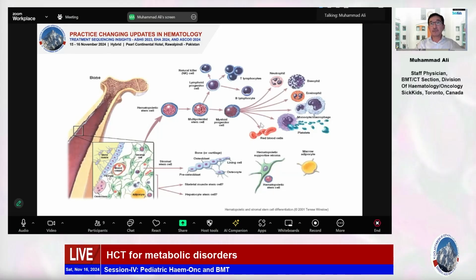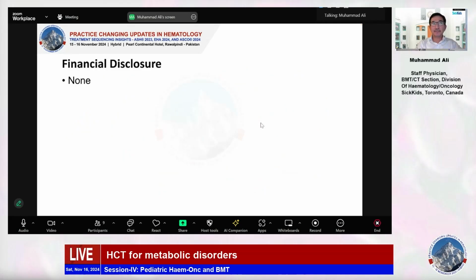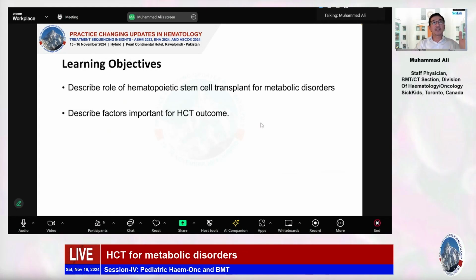However, in patients with metabolic diseases, the defect is not only in the bone marrow cells; in the majority of these disorders, the defect is globally in every cell of the body. So the question comes: how can bone marrow transplant help in such a disease or disorder? We'll talk about that. I have no financial disclosure. The learning objectives are to describe the role of transplant for metabolic disorders and also describe factors important for transplant outcome.